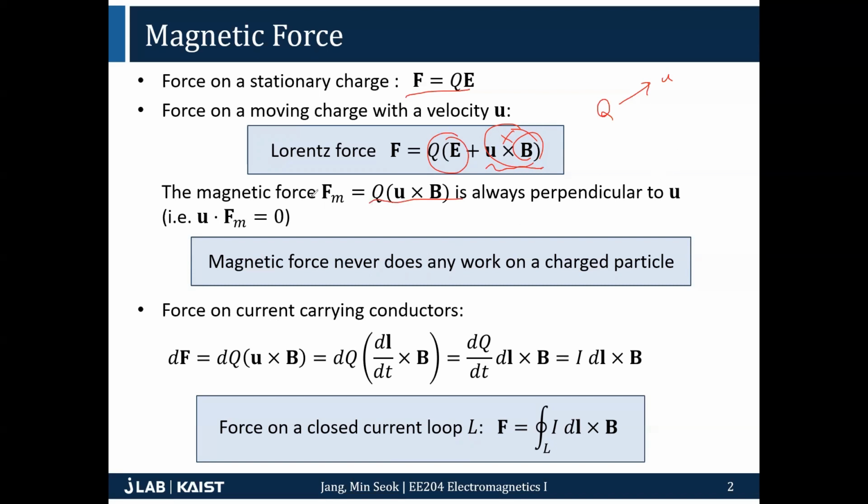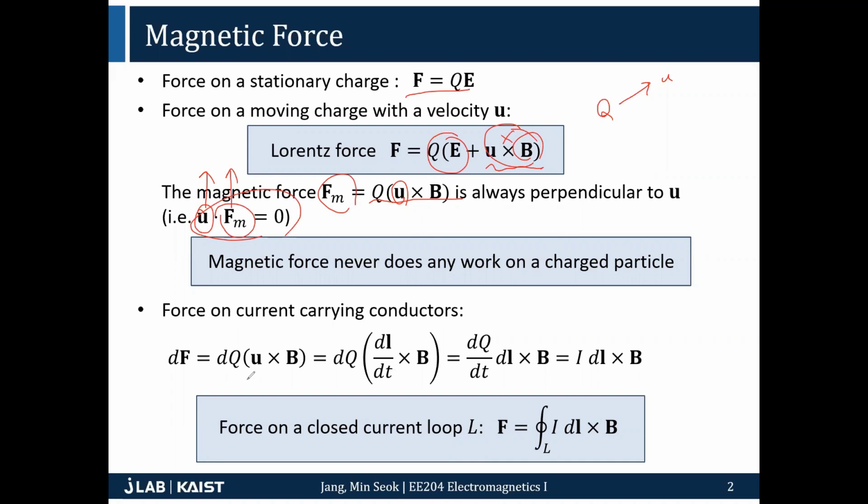And of course, the magnetic force is always perpendicular to u, which is the movement of the charge. It actually doesn't do any work on that charge, right? Because in order to do any work, you need a field component that is parallel to the direction of movement. But by definition, Fm is u cross B, so F is perpendicular to u. So the dot product is 0. So there's no work associated with it.